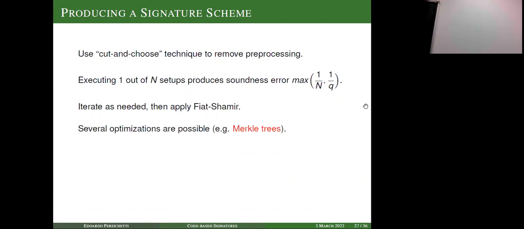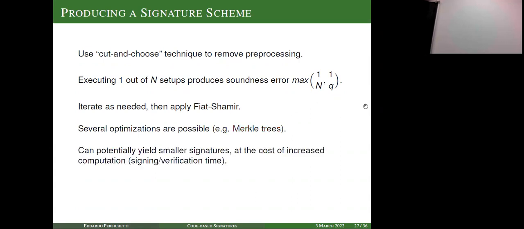This is what Picnic does, right? But instead of using a code base, they use some sort of symmetric scheme, but the idea is the same. You of course want to run several optimizations like Merkle trees to take care of the pre-processing. Instead of having a big list, you can use a tree and then check the root.